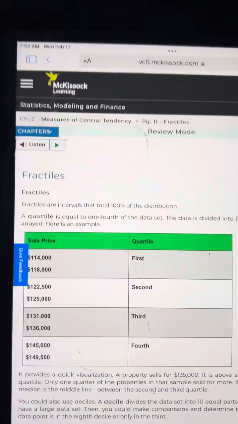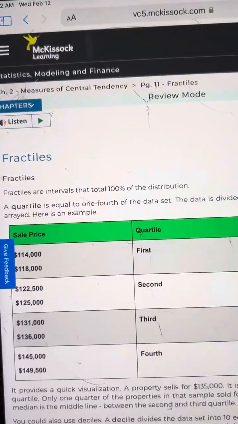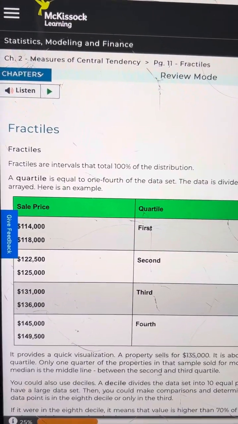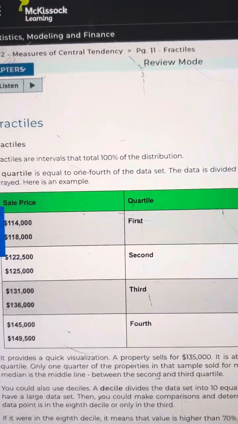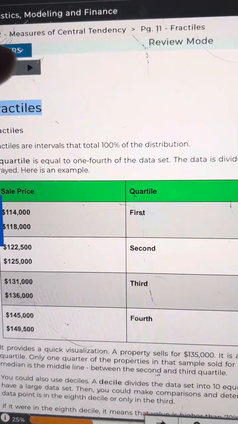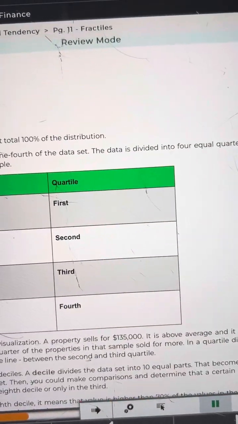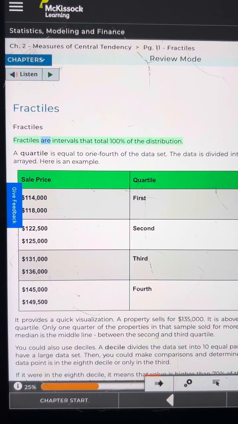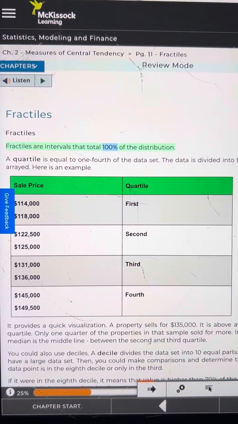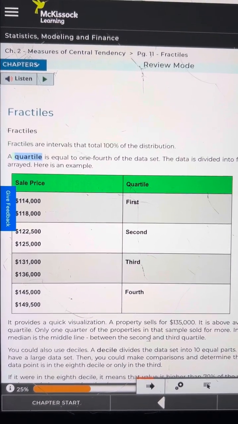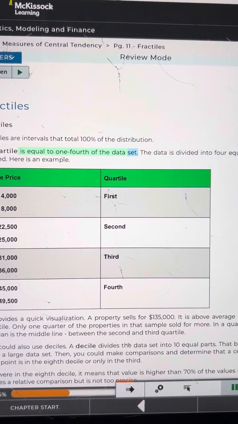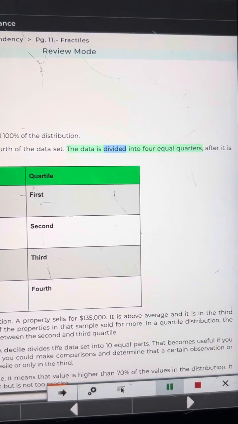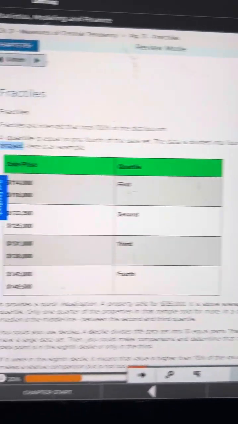Statistics, Modeling, and Finance. Chapter 2, Measures of Central Tendency. Page 11, Fractiles. Fractiles are intervals that total 100% of the distribution. A quartile is equal to 1/4 of the data set. The data is divided into 4 equal quarters after it is arrayed.